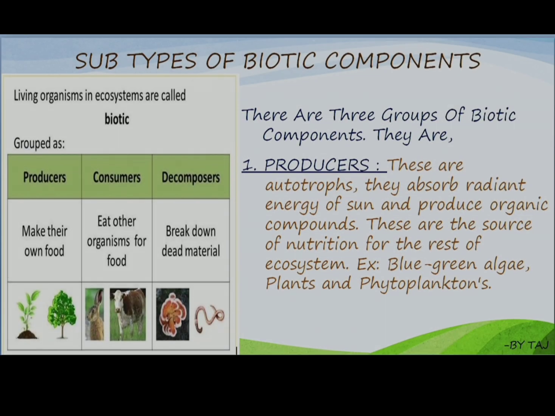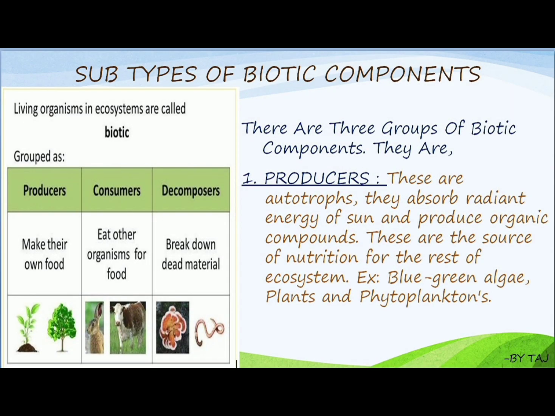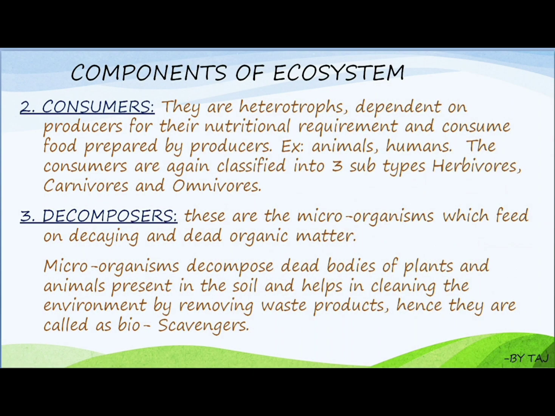These biotic components are again classified into three types. The first one is producers. These are the autotrophs. Autotrophs prepare their own food; they absorb radiant energy from the sun and produce organic compounds. These are the source of nutrition for the rest of the ecosystem, that is consumers and decomposers. Here in the picture I have shown how the producers depend on the sun for preparing their own food.